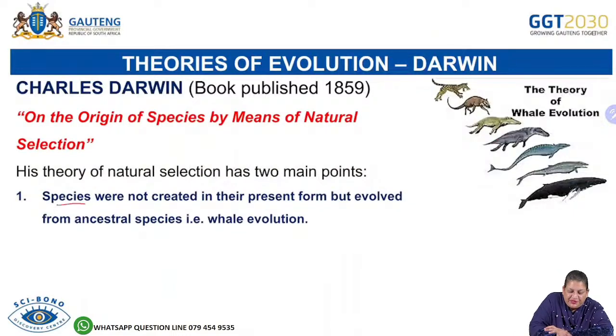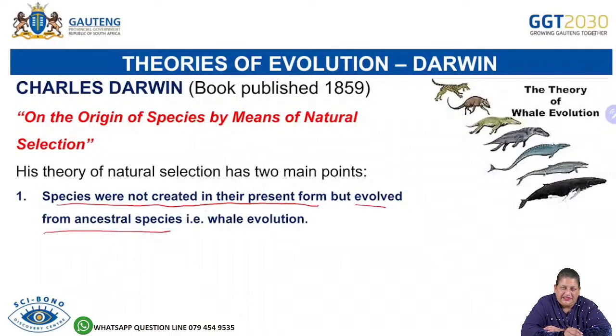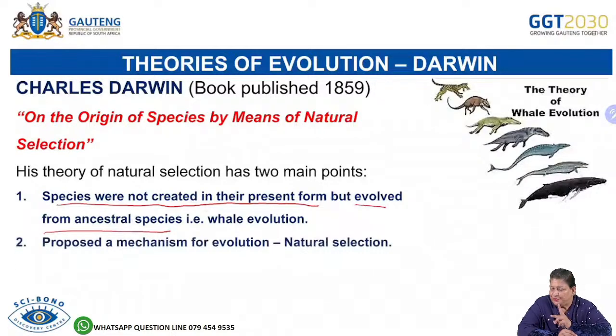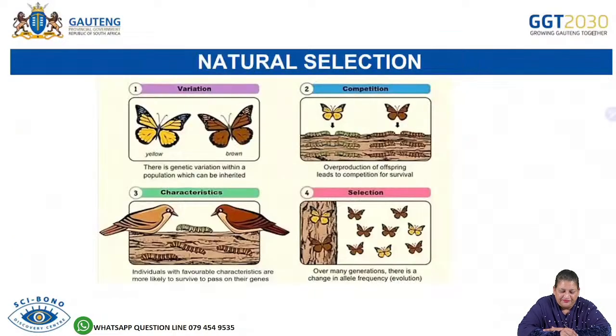And that was, species were not created in their present form but evolved from an ancestral species, like whales. The present day whale is not what existed millions of years ago. The first whale actually had legs. So he's saying that the species that exist today are not the same as the species that existed millions of years ago, because over time there was change. He called the first species an ancestral species. And he proposed, therefore, that the changes came about due to natural selection.